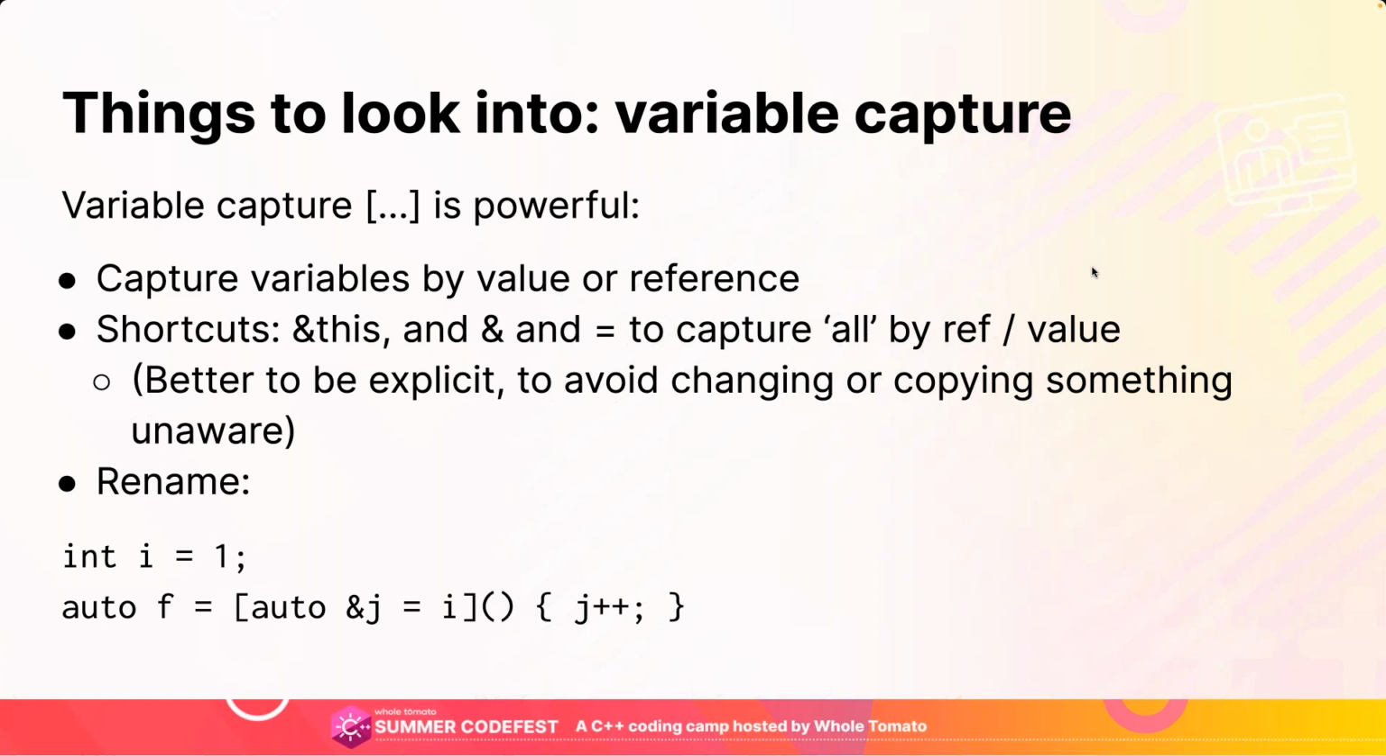There are other things you can do, such as rename things. At the bottom you can see I have an integer called I, and I want my lambda to know about that, but within my lambda, I'm going to call it something else. So in the square brackets, I'm capturing it by reference, auto, because the compiler knows the type. The ampersand means to capture by reference, J is the name, and then I say that actually refers to the integer I. In the lambda body, when I go J++, it actually increments I, because of course J is a reference to I. And I think that having different names like that is quite useful as well.